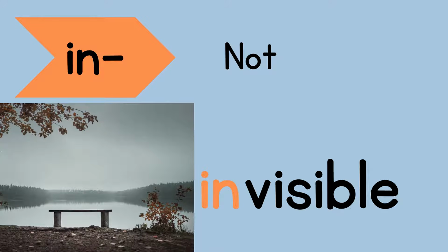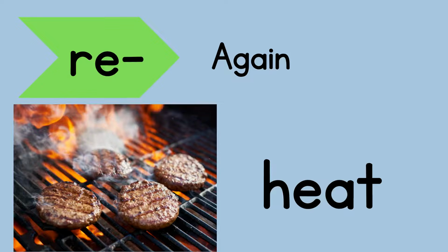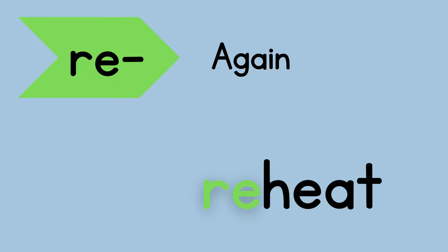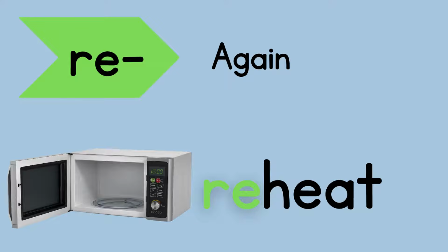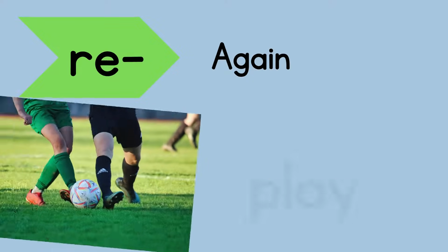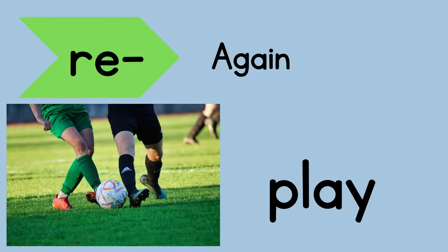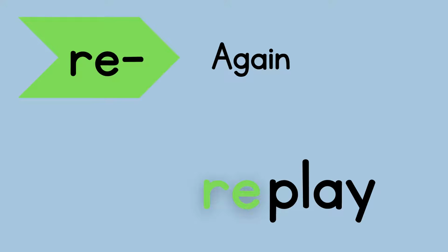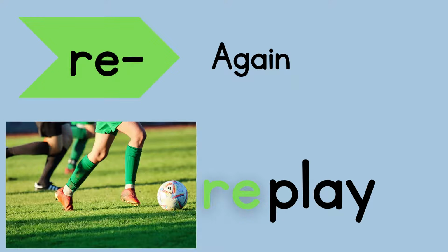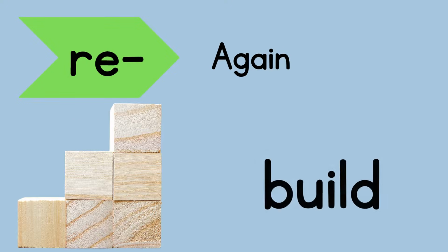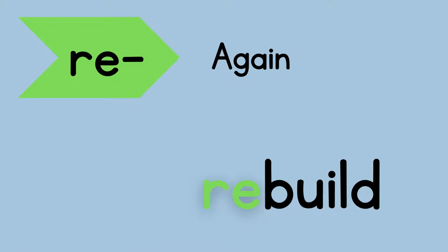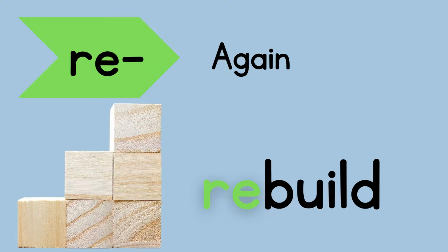Let's look at the third prefix, re. Re means again. So here is the word heat. If we add re to it, we get reheat, which means heat it again. Here's play. Let's add re to it to make it replay, and that means play it again. Lastly, here is build. Now we have rebuild. What does that mean? It means build it again. Maybe it fell over and you have to rebuild the tower.